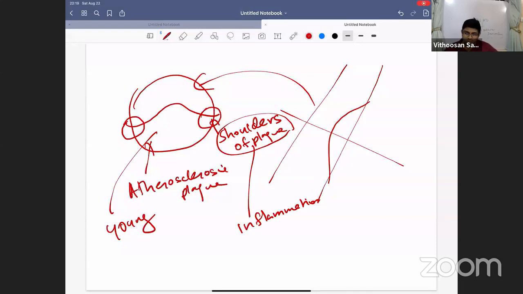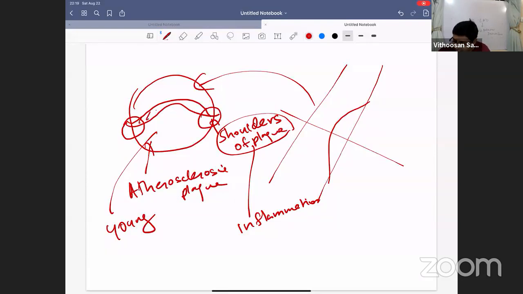So what will happen is, because of this, now look here. What about the stable angina? What about the plaque in the stable angina? It's a long-standing plaque. It's there for a long time. Yes or no? The initial one, stable angina, the cholesterol plaque is there for a long time.